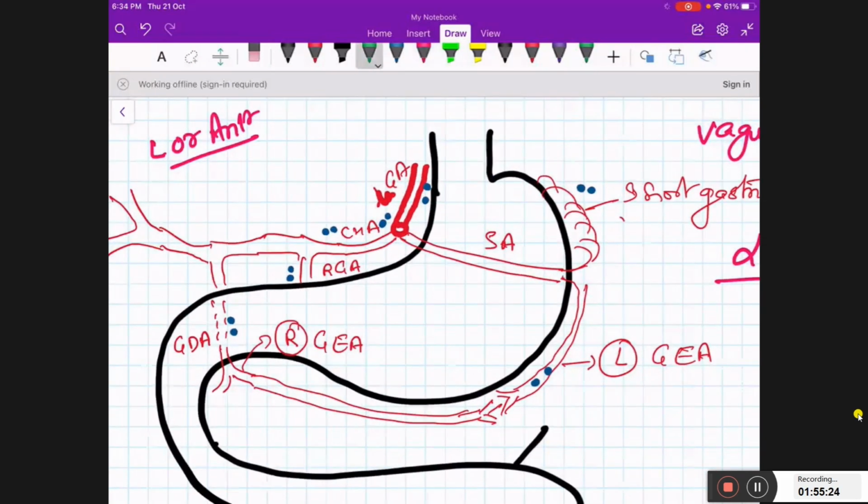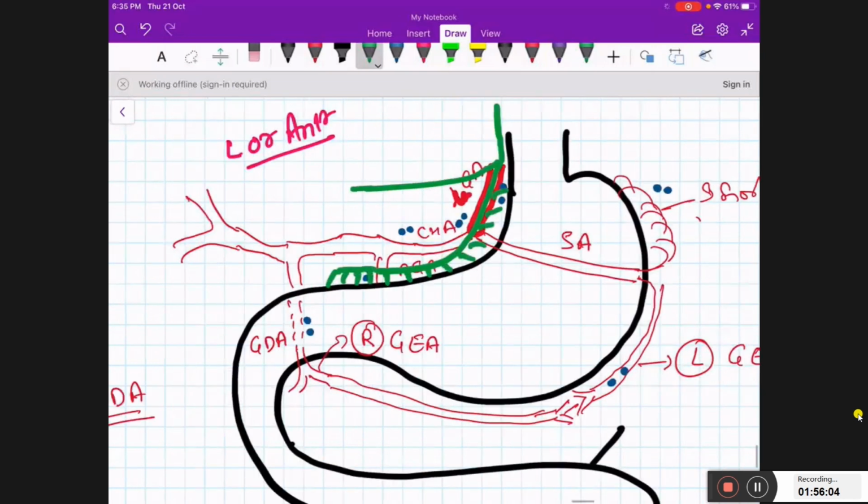Now, this LARP we have to understand. This is the left vagus nerve. The left vagus nerve comes like this, and it gives rise to two branches: the hepatic branch and a gastric branch. The gastric branch gives multiple terminal branches like this.